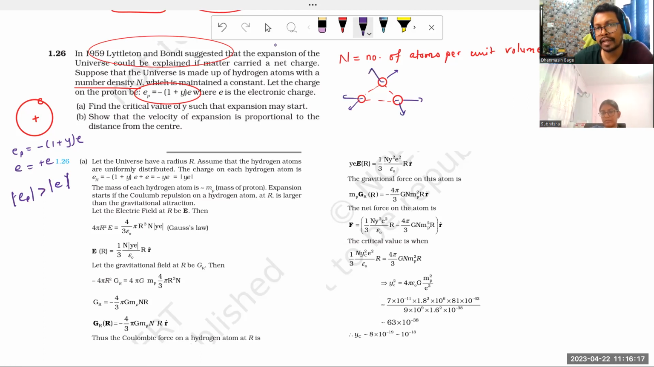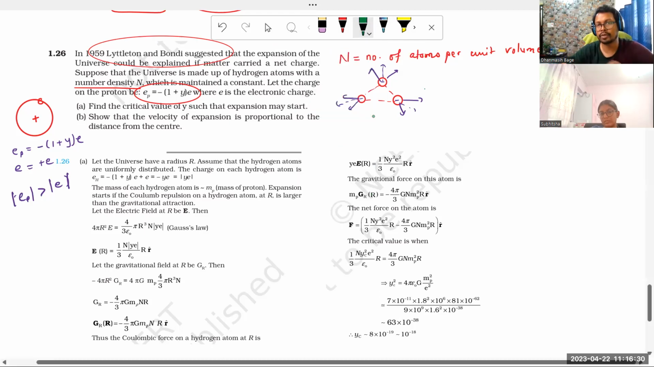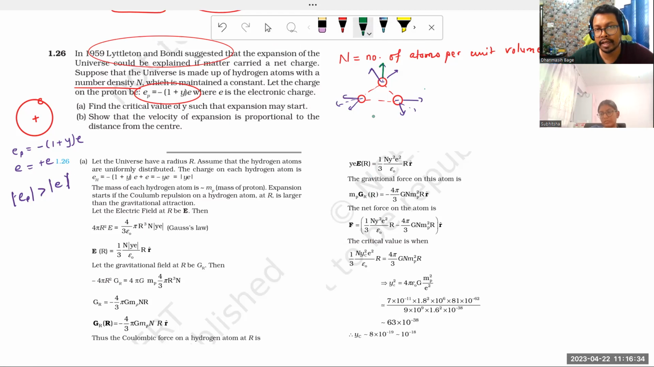Every charge will experience the force in this direction, right? In this direction, they will try to stay away. So expansion, that is what they are referring to as expansion. If there is no other force in this universe, then obviously the resultant force will be in this direction. They will try to go as far away as possible because of the net Coulombic repulsive force, because they have the same charge, right? Identical charge.